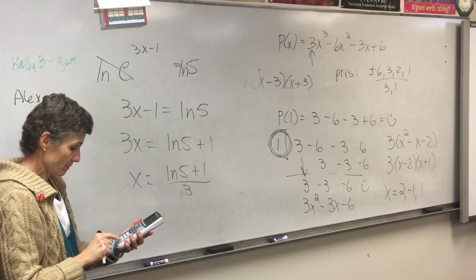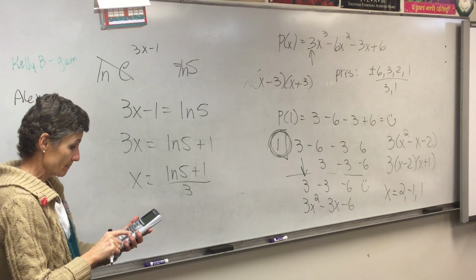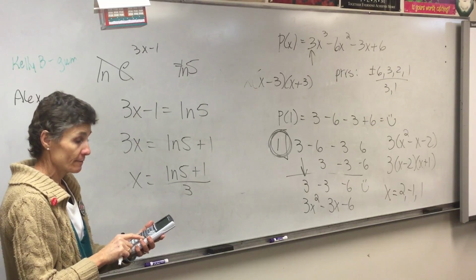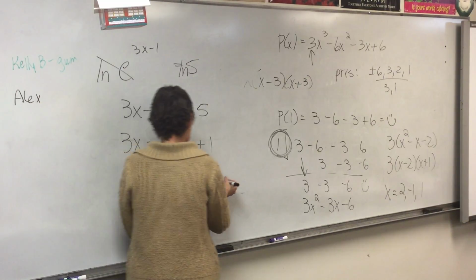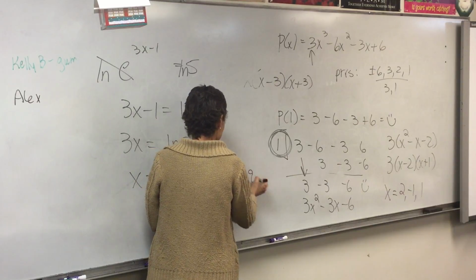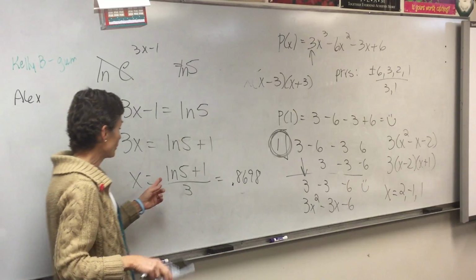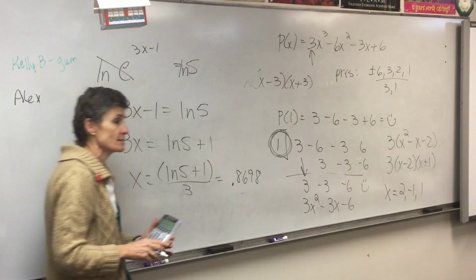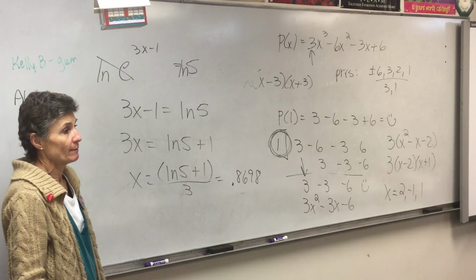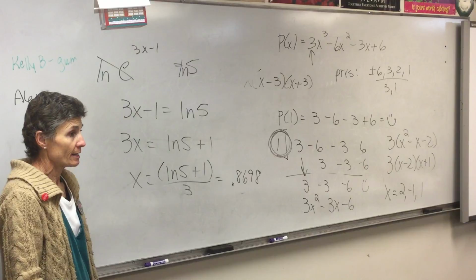Make sure, it would be great if you actually type this in. Oh, we can use our calculator on this one. If it's starred, you can use your calculator. The answer is 0.8698. If you're not getting that, make sure that you are either putting this in parentheses or hitting equals after you do it. So ln 5 plus 1 equals, divided by 3.